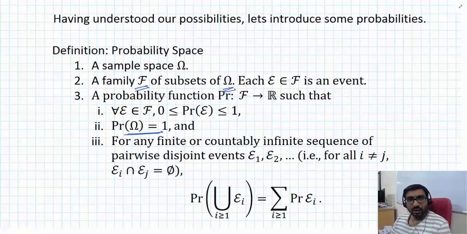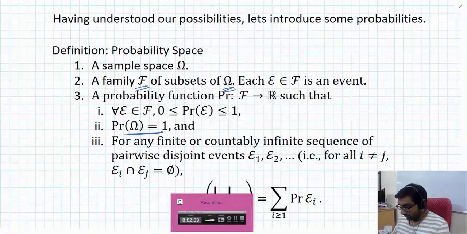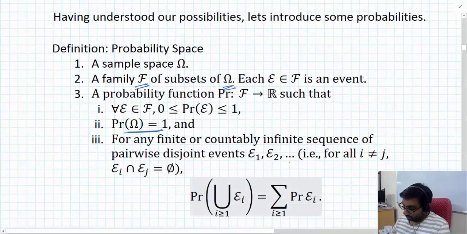And finally, we want these probabilities to also obey this rule. Now, if you look at disjoint events, the probability of the union of these disjoint events. So here the disjoint events are E1, E2, and so on. The probability of the union of the events must equal the sum of the individual probabilities.